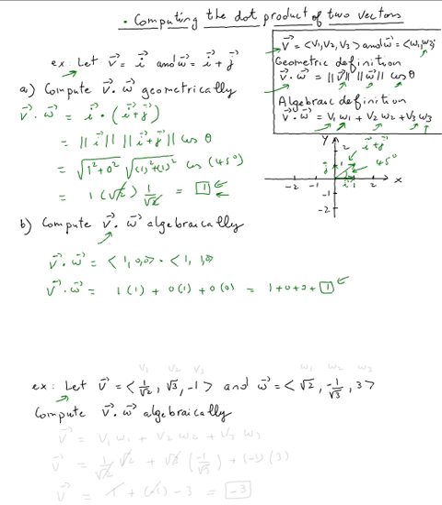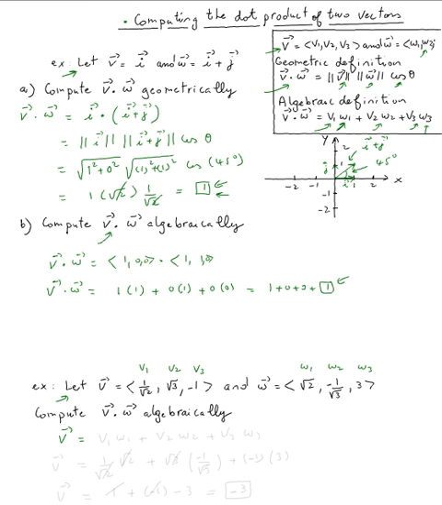Now let's do the next example. Let v equal (1 over square root of 2, square root of 3, negative 1), and w equal (square root of 2, negative 1 over square root of 3, 3). And then compute v dot w algebraically. So same thing, this is my v1, v2, v3. This is my w1, w2, w3.